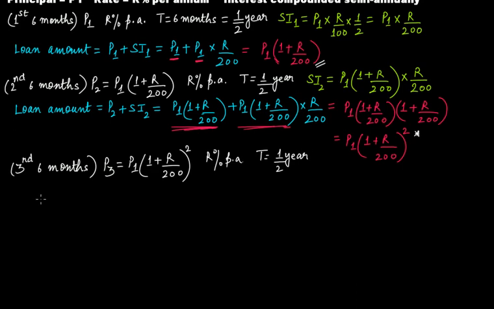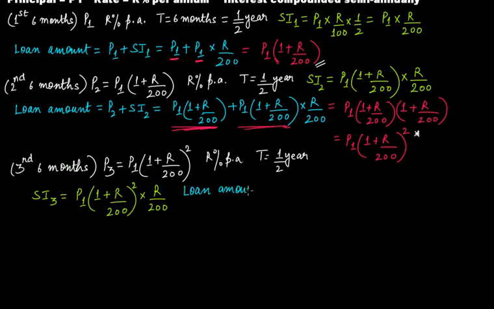If we calculate the simple interest for this period, that is simple interest 3, that is P3 is what? P1 multiplied by (1 plus R by 200) squared. Now R by 100 multiplied by half is equal to R by 200. So this is your simple interest for the third period. Now tell me, what will be the loan amount?